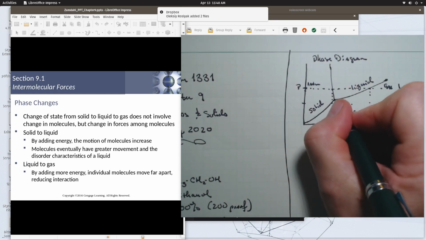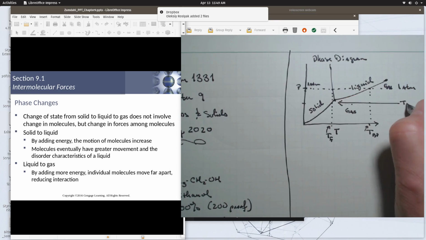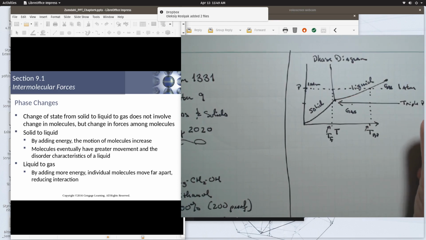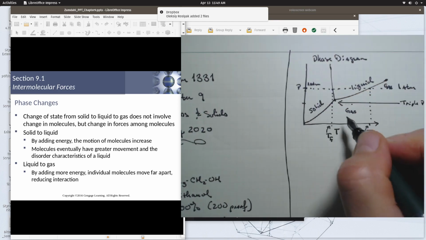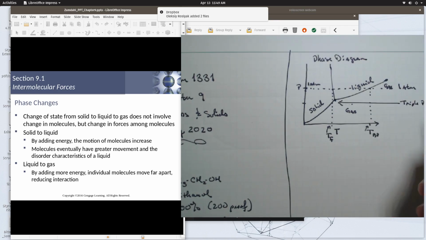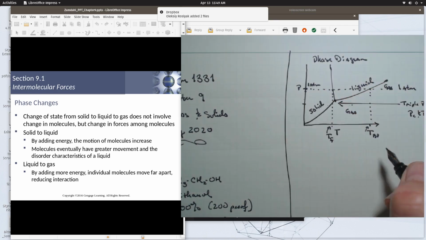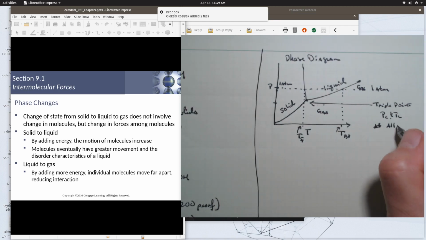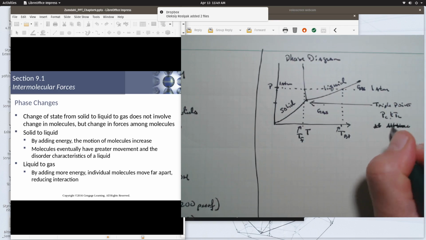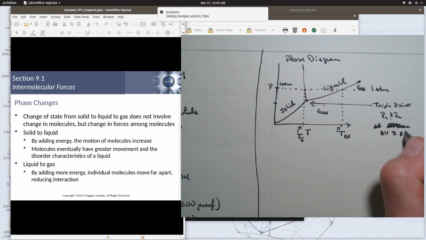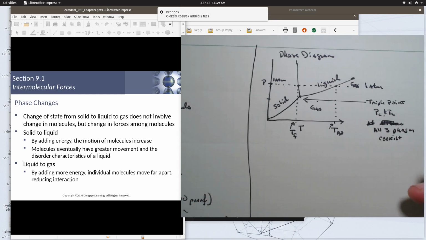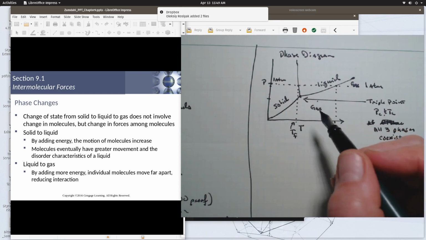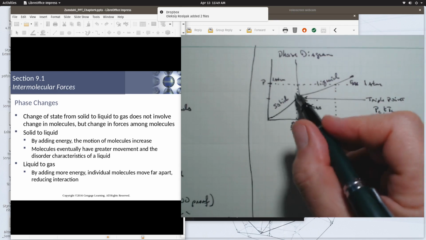Now there's lots of information on this phase diagram that is important to point out. This point here is what's called the triple point. At that particular pressure and temperature, all three phases coexist, and it's difficult to get to that particular point because it's very unstable.